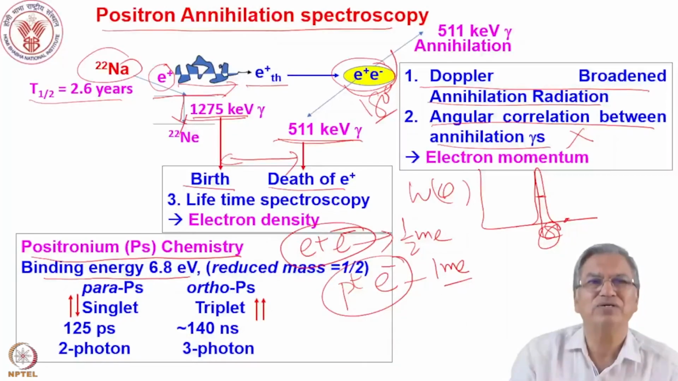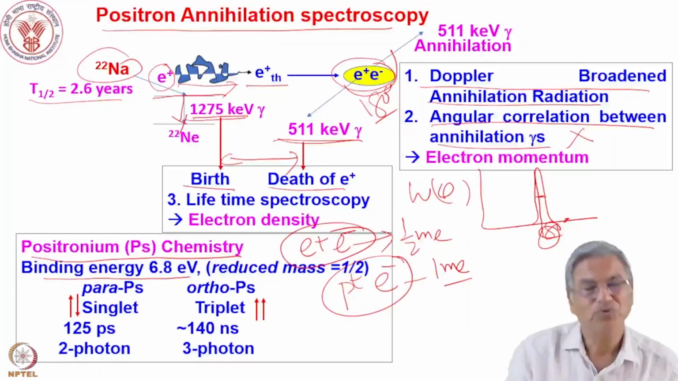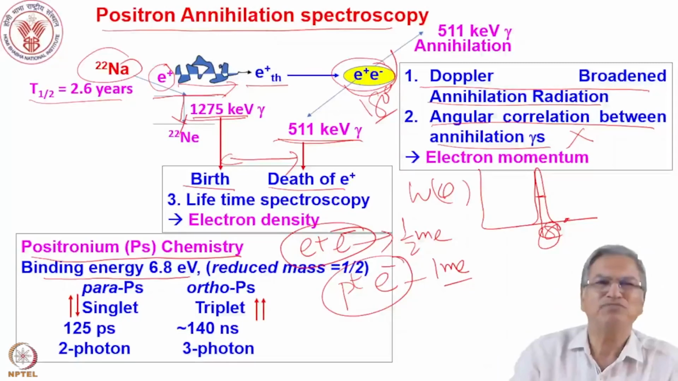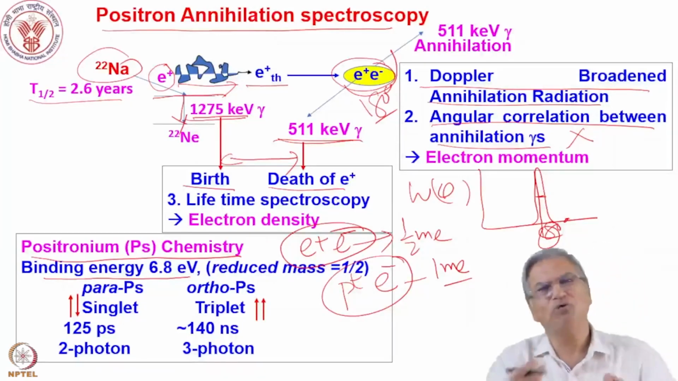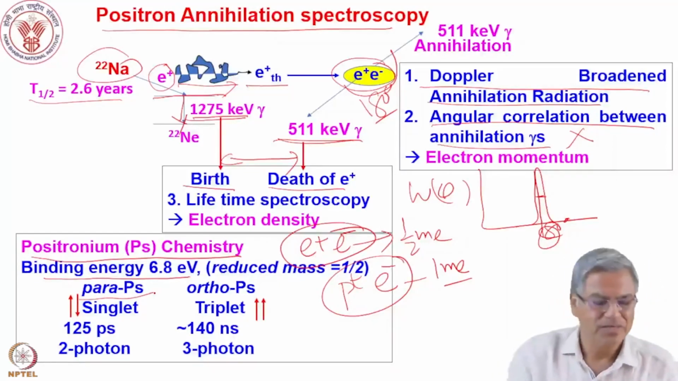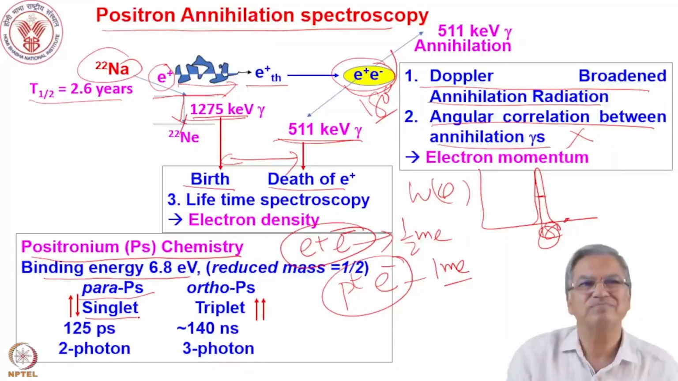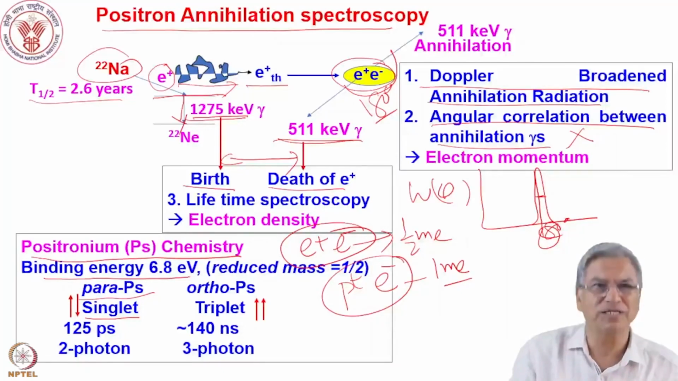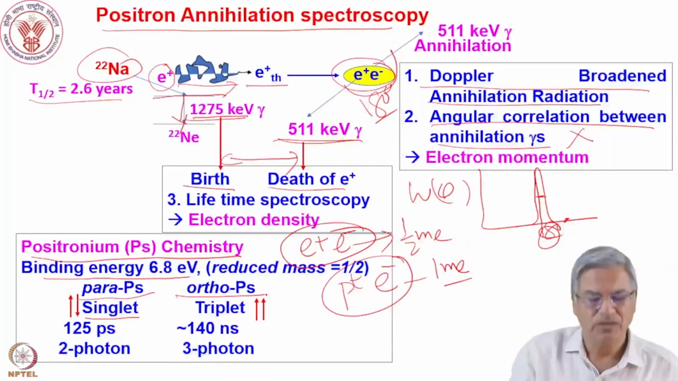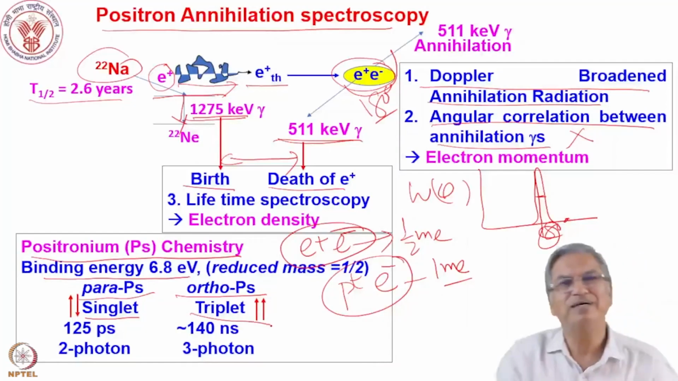The radius of the hydrogen atom is 0.54 angstrom. The radius of positronium is 1.08, so double. So you can see the beautiful chemistry of the positronium atom. When the positronium atom is formed, positronium meaning a positron and an electron, depending upon the spins, if they are antiparallel, you form a singlet state. Antiparallel spins of positron and electron is called the singlet state or parapositronium, and this is the ground state of positronium. And there is orthopositronium, the triplet state, where both these spins are parallel.